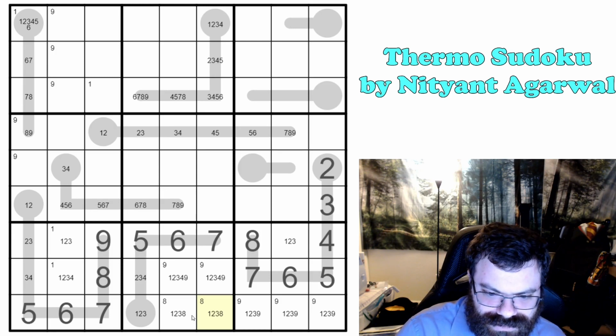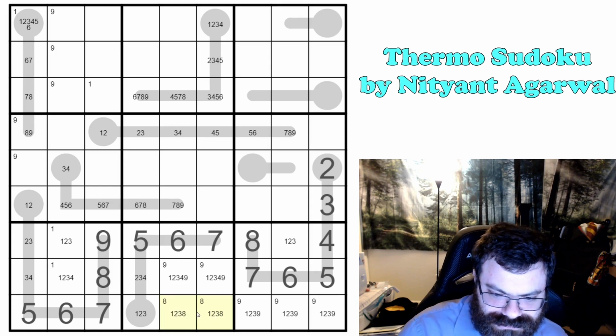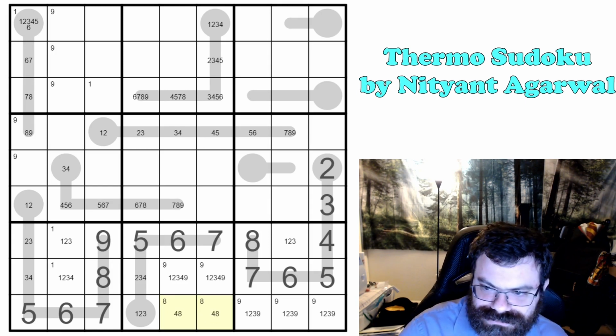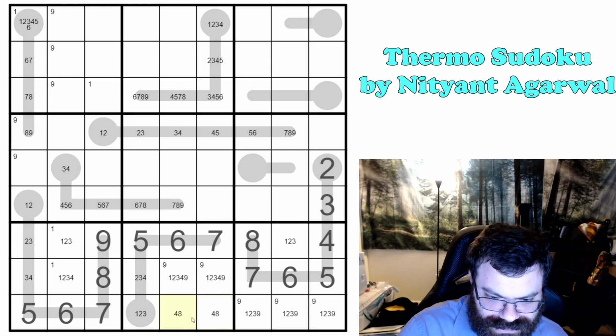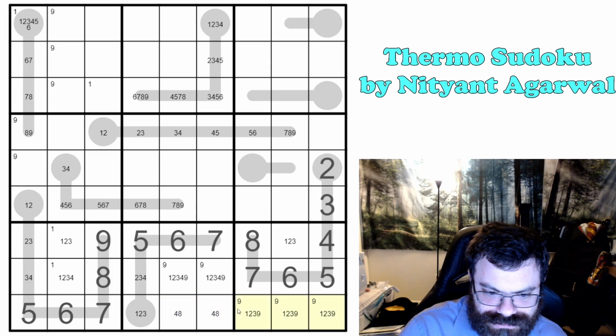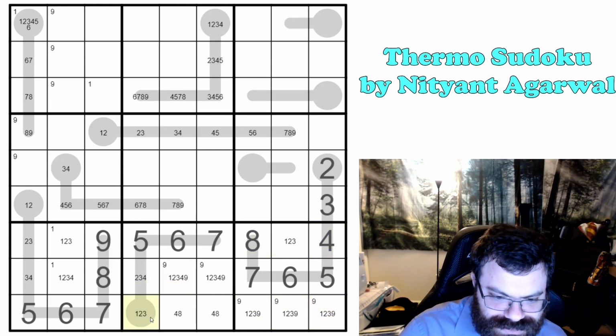I'm a bit worried. Oh wait, no, there's a 4 here. This is 4, 8. Sorry. That makes more sense. I was really worried about 4, but it's because I did this wrong. This is 4, 8. It's the only place 4 and 8 can go in the box, or in the row. Sorry. In this row, where do 4 and 8 go? Only here. Can't put it here because of the thermo. Can't put it here because we have 4, 8 in the box. So this is 4, 8.